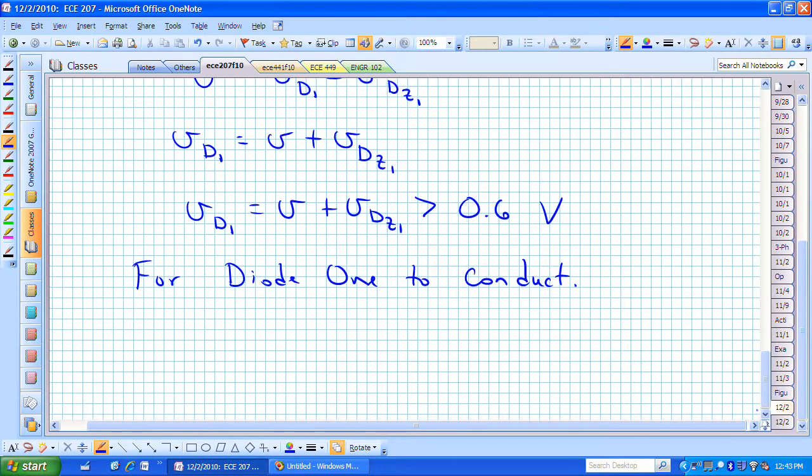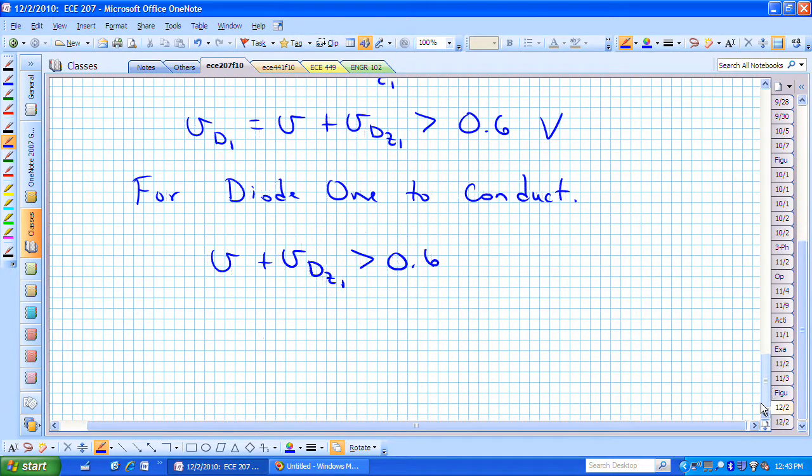If that's bigger than 0.6 of a volt, then V plus V sub D sub Z sub 1 is bigger than 0.6, but V sub D sub Z sub 1 is like a battery when it's reverse biased. We could now say the only way that diode 1 is going to be conducting is if V is greater than 0.6 minus V sub D sub Z sub 1.